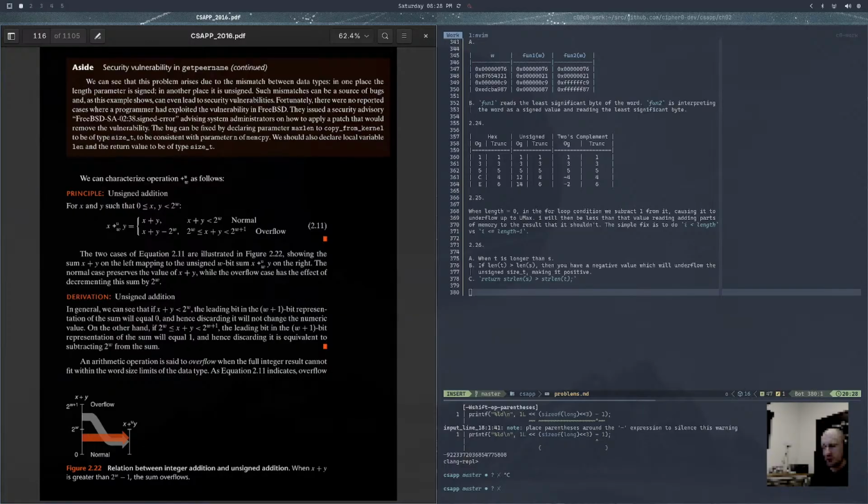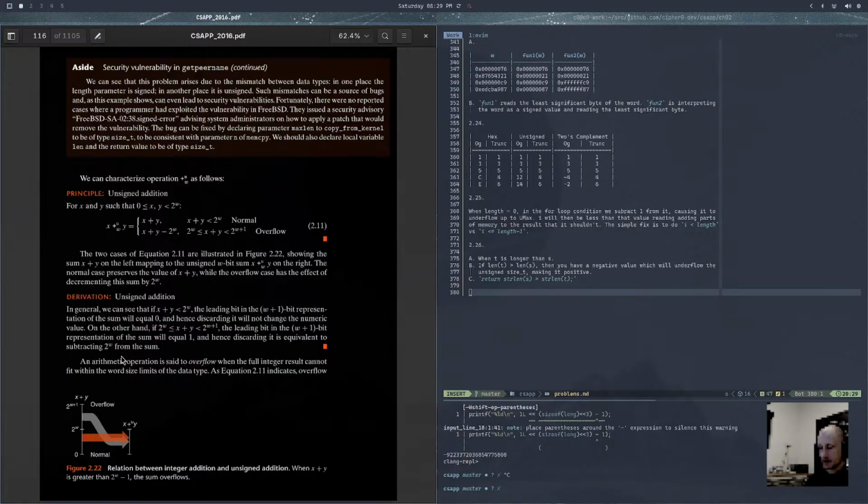We can characterize operation plus UW. Didn't we already discuss that before? Plus UW, yeah. As follows: principle, unsigned addition. For x and y such that 0 is less than or equal to x and y, which are less than 2 to the power w, x plus UW y is, so that's unsigned addition between x and y, treating them both as unsigned, of length w. Then x plus y when x plus y is less than 2 to the w, that's normal.